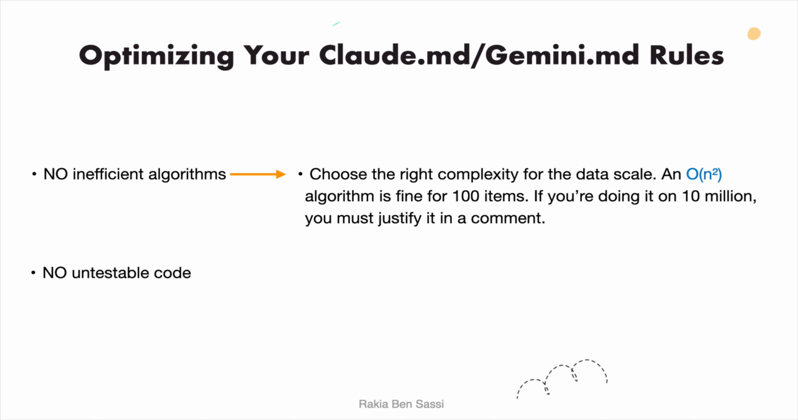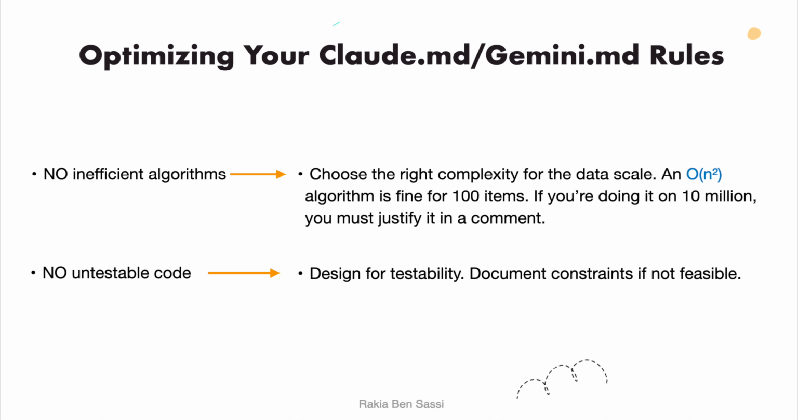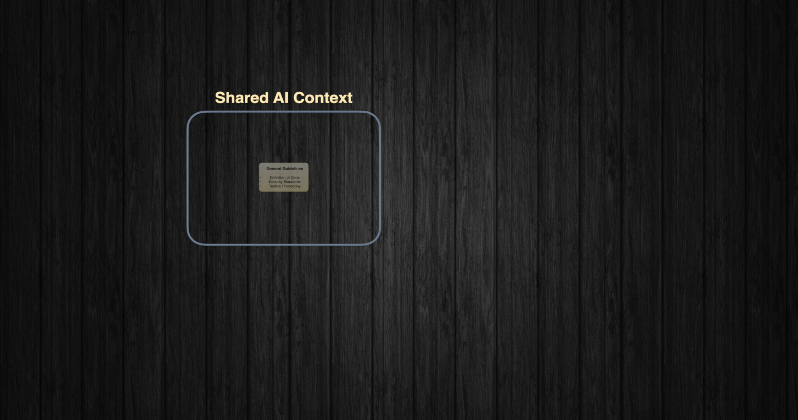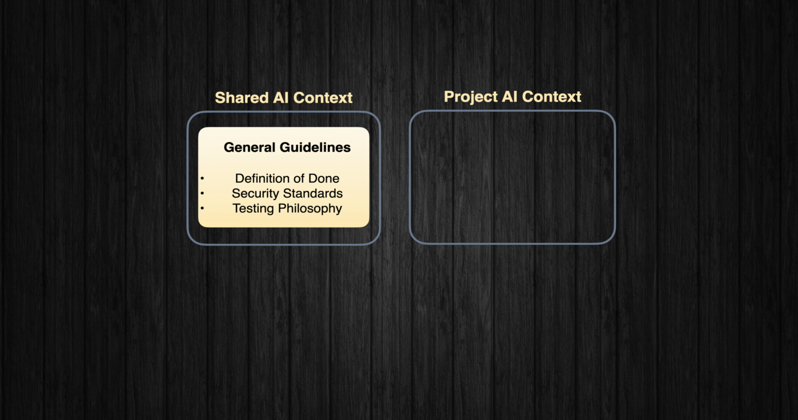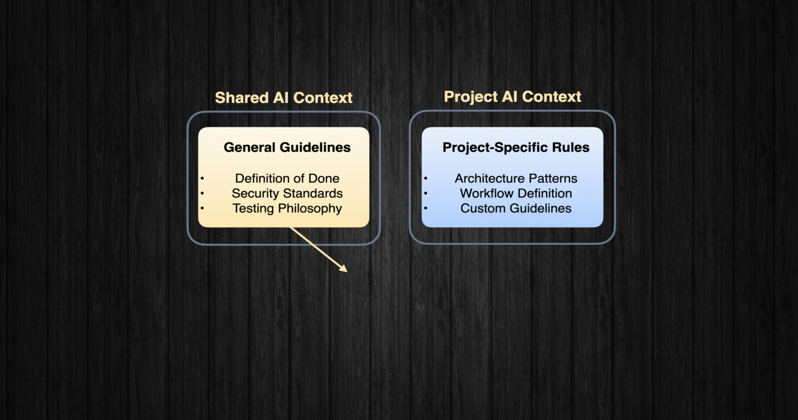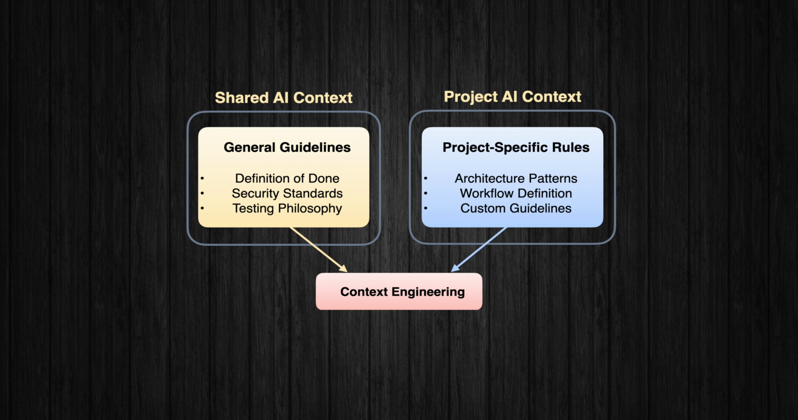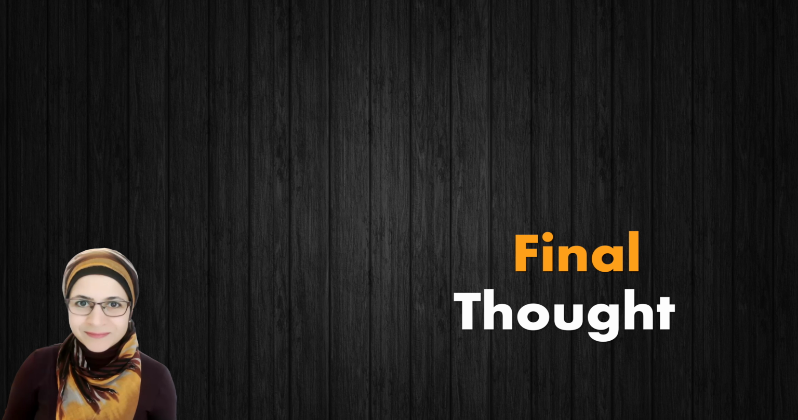Instead of no untestable code, try this: design for testability, and document constraints if not feasible. The main idea isn't to hamstring the AI, but to have guidelines with exceptions. Cut anything a linter could catch. In short, the goal is to give the AI a framework for sound engineering judgment, not a list of hard no's a linter could handle.